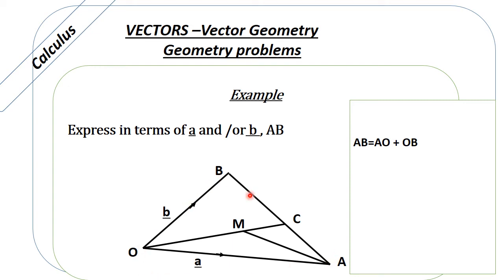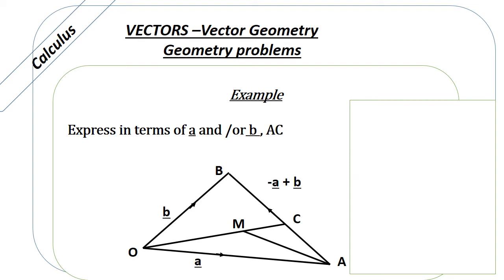So what is AO? This A here is for OA, not AO. So if we go opposite, this is going to become negative, so it's going to be negative A. Then going O to B, this one is in the same direction as the arrow, so OB is just B. So AO is negative A and OB is B. AO is just the negative of OA, which is negative A, and OB is B. So AB is going to be equal to negative A plus B.